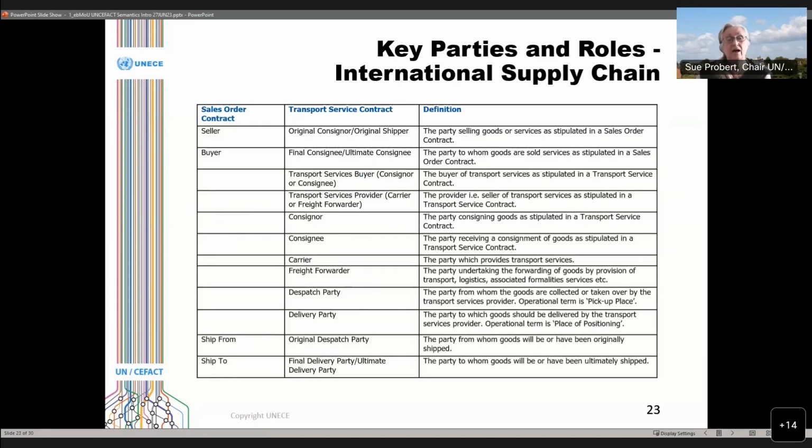And equally, parties, their names, their roles, and within our scope of the international supply chain, this just provides you with some examples of not only defining parties and roles, but also how they relate to each other. This again is background for our core component library. Next slide, please.